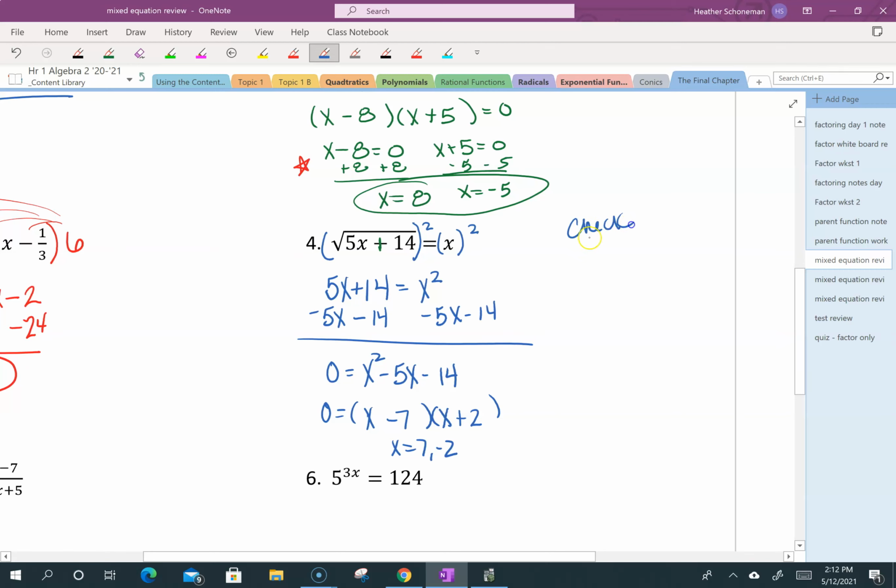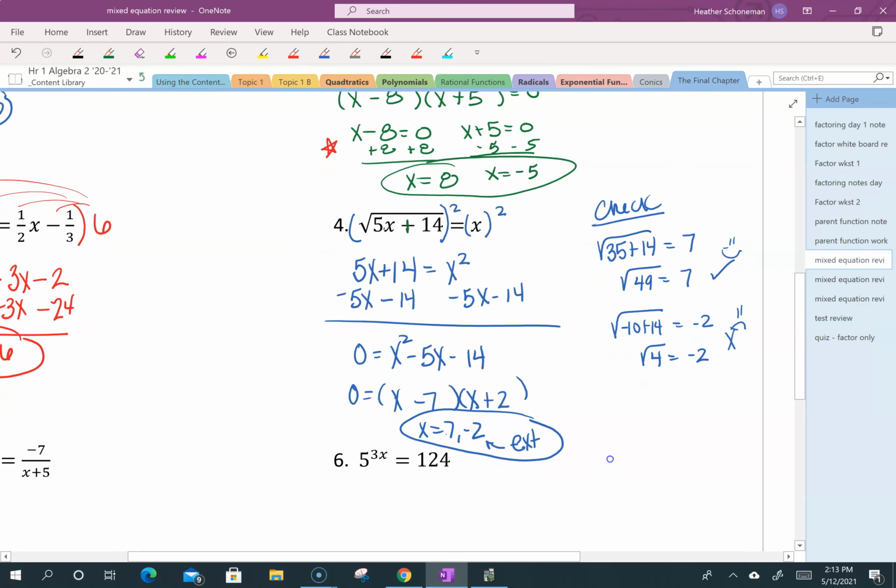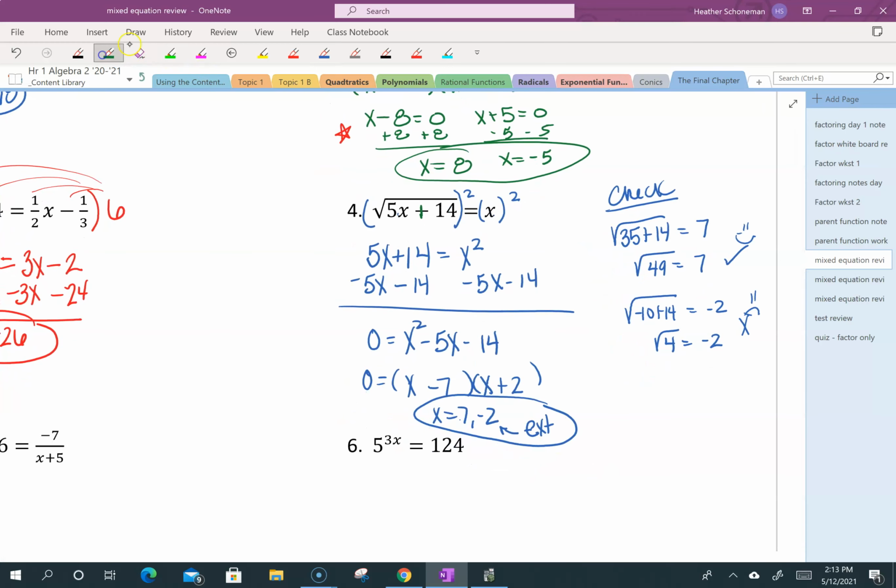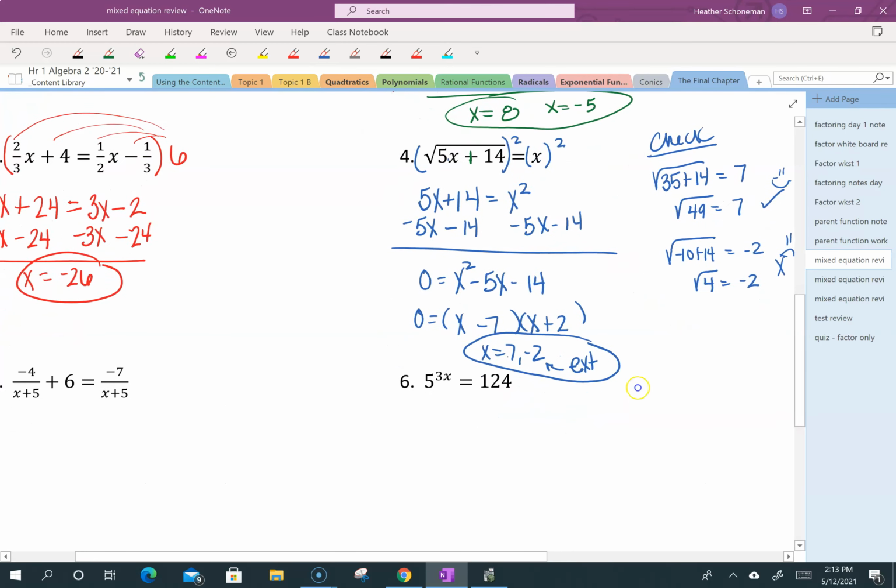Okay, so when I check my answers, I'm going to take this 7 and plug it into both x's. So 5 times 7 is 35 plus 14 equals 7. So that's the square root of 49 equals 7. That works. That's good. Now I'm going to plug in negative 2. 5 times negative 2 is negative 10 plus 14 equals negative 2. So the square root of 4 equals negative 2. For these problems, square root can't equal a negative, so this one doesn't work. So that means that my negative 2 is extraneous and the 7 works. Okay? It's only on the radical equations for this little review that's going to happen.